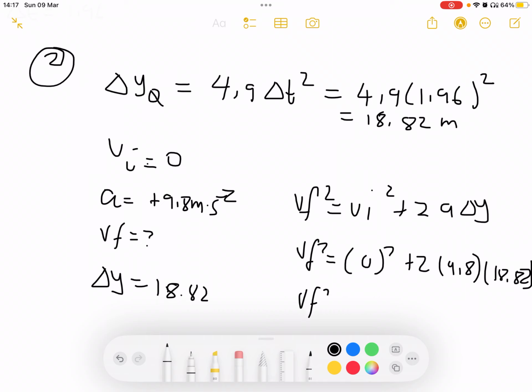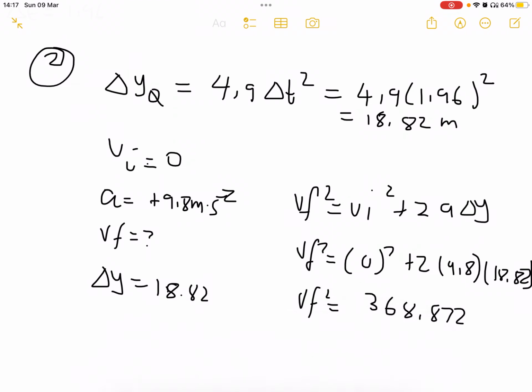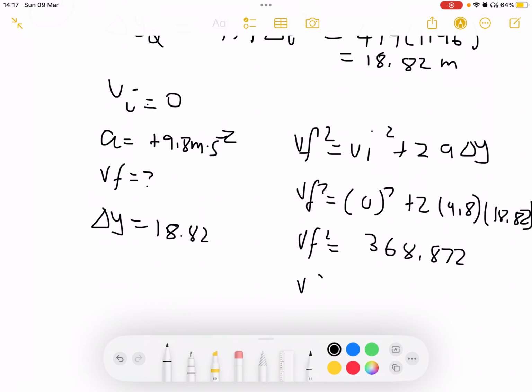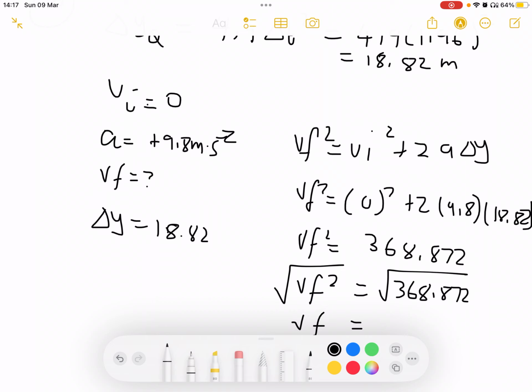Now Vf squared is equal to dropped 0 plus 2 times 9.8 multiplied by 18.82, and then Vf squared will be found to be equal to 368.872. Then we take the square root on both sides. So the square root of Vf squared will give us Vf, and the square root of 368.872 will give us 19.20 meters per second, which is not different from 19.21. Right, last question.